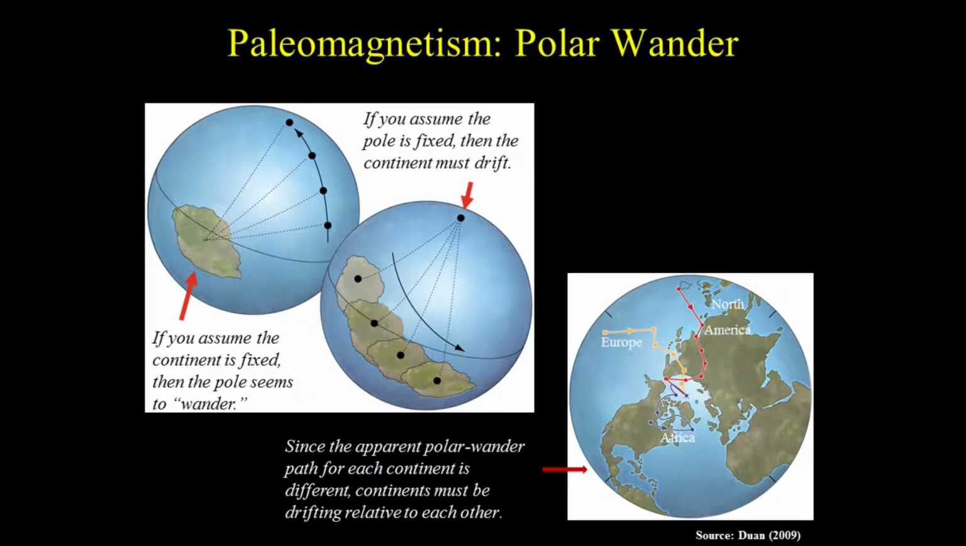Every continent has a different polar curve, also known as polar wandering. So if you assume that the pole is fixed, then the continents must drift. If you assume that the continent is fixed, then the pole seems to wander. Since the apparent polar wandering path for each continent is different, the continents must be drifting relative to each other. Therefore, we have additional compelling evidence of continental drift.